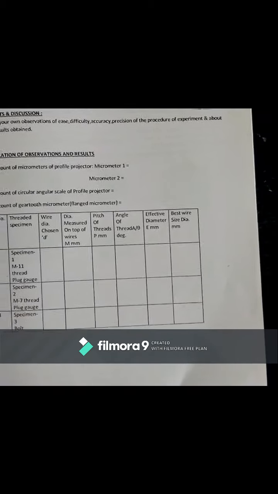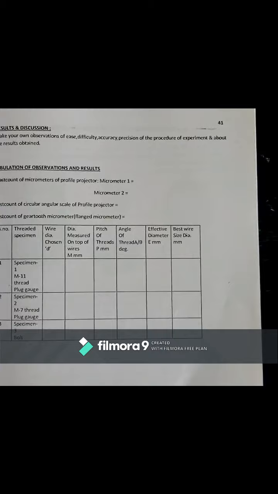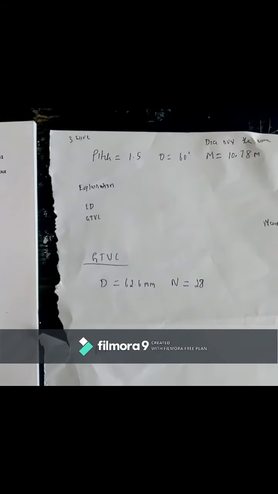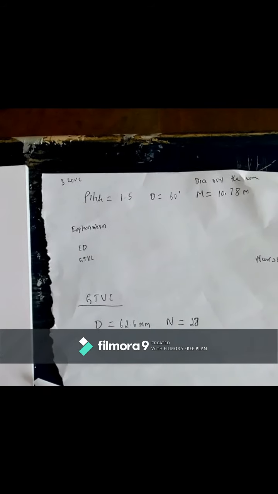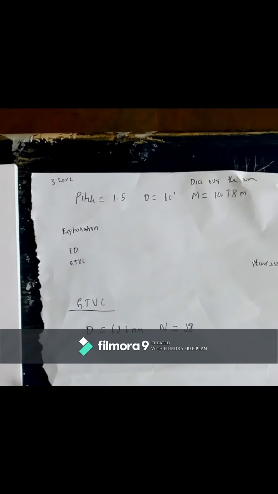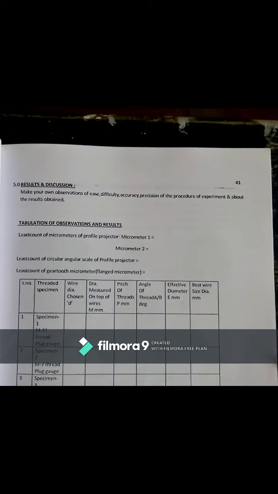Let us move on to how to conduct the experiment. First we take the specimen. First we have to find out the pitch for the specimen. The pitch for the specimen is 1.5. Angle will be 60 degree. And diameter over the wire will be 10.78 mm.